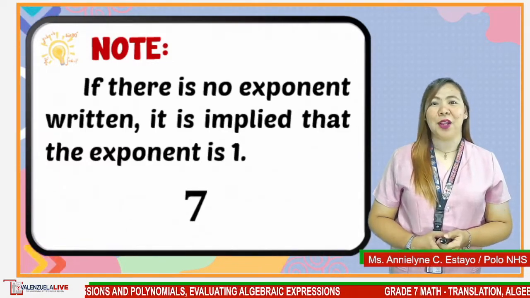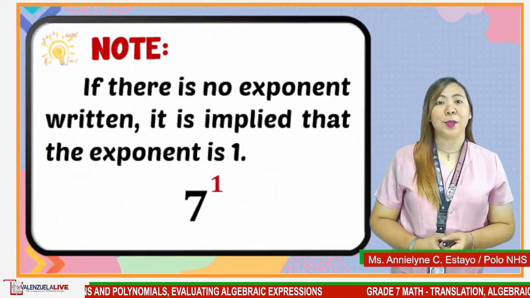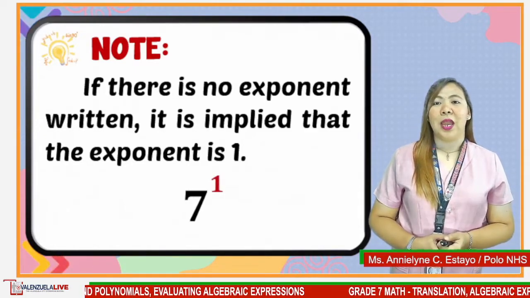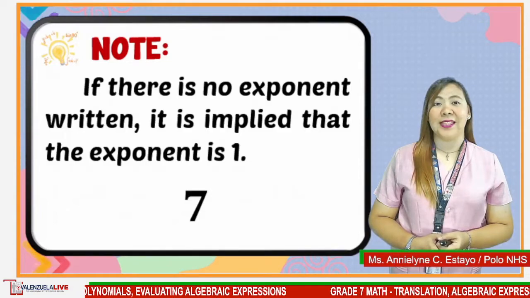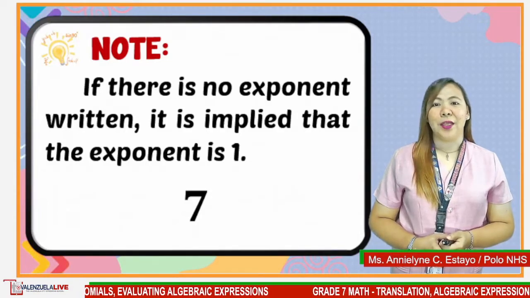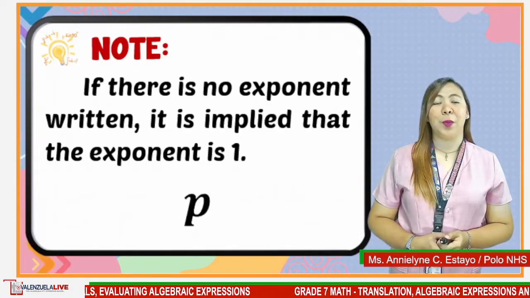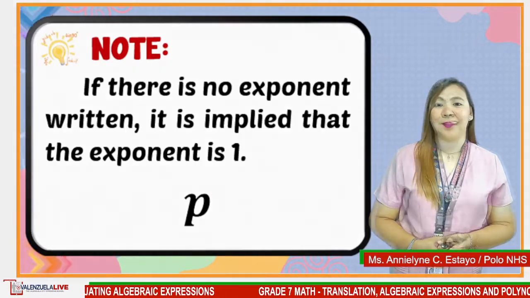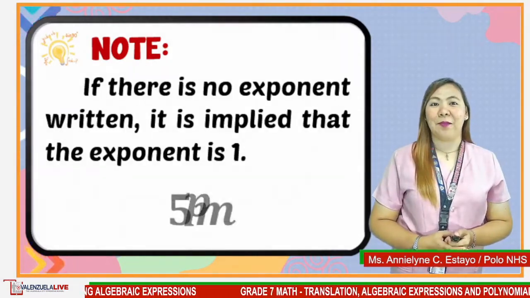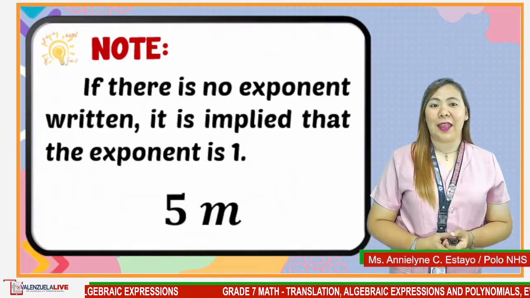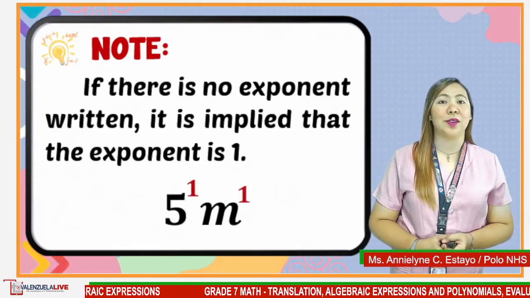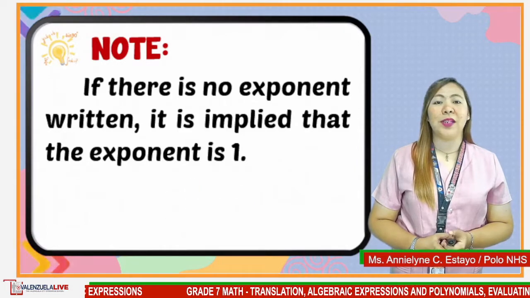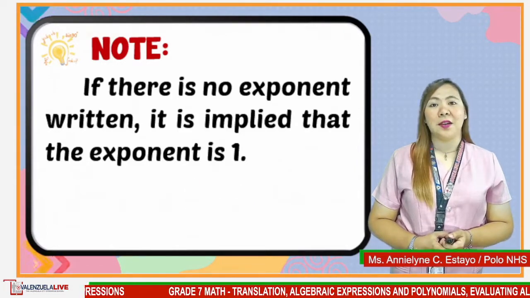An example is 7, where the exponent is 1, but we simply write it as 7. Another is P, with an exponent of 1, simply written as P. Let us have 5m, where 5 and m both have exponents of 1, but we simply write this as 5m.